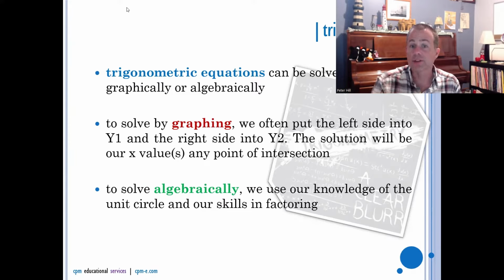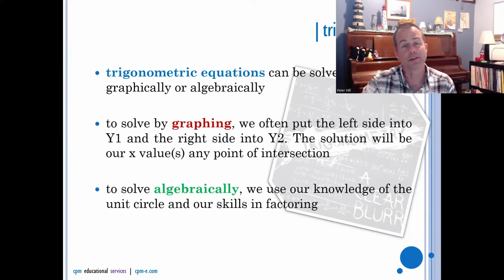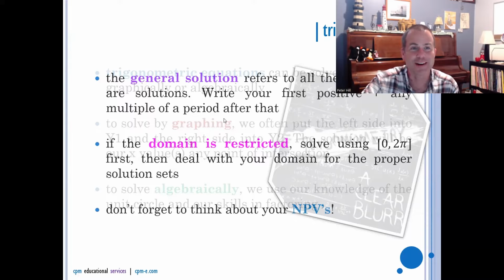Okay. Now, to solve algebraically, which is where we're going to spend more of our time today, we'll use our knowledge of the unit circle. Yay, that was a fun one. And by the way, that's in video 6. If you need a little refresher, if you're not doing these in order, video 6, I'll cover the unit circle for you, okay? And our skills in factoring, everybody's favorite F word. It's going to be so fun.